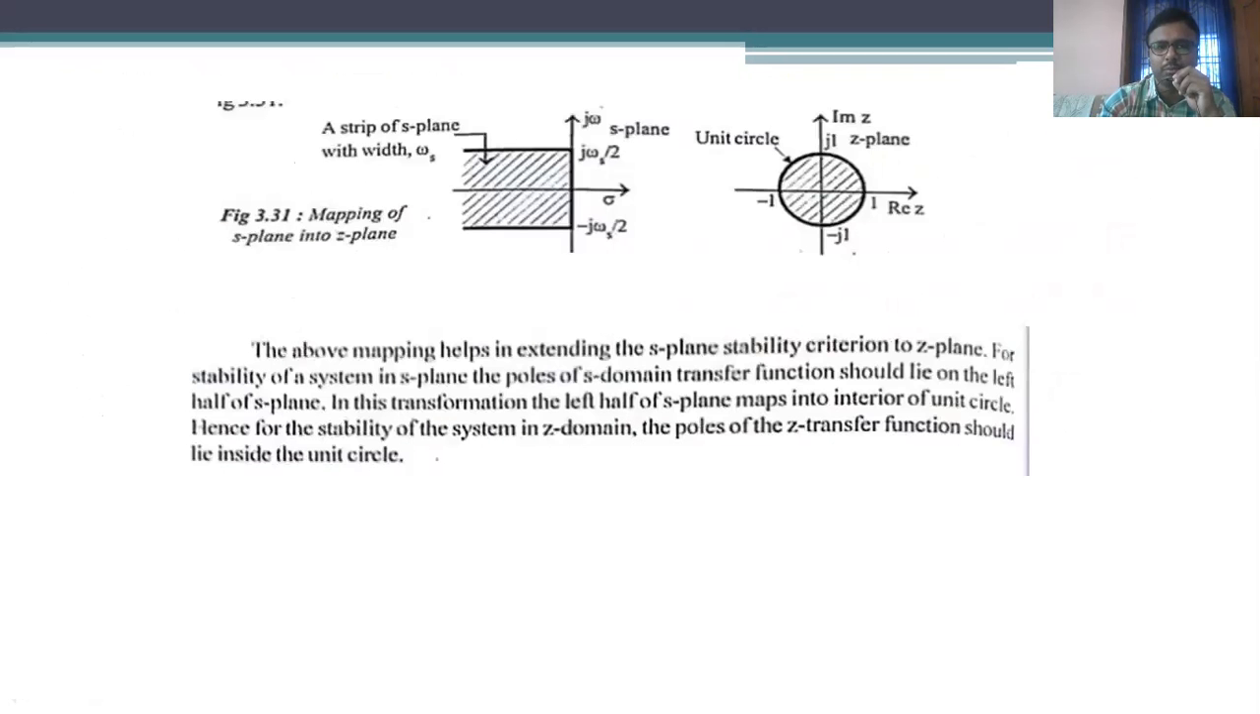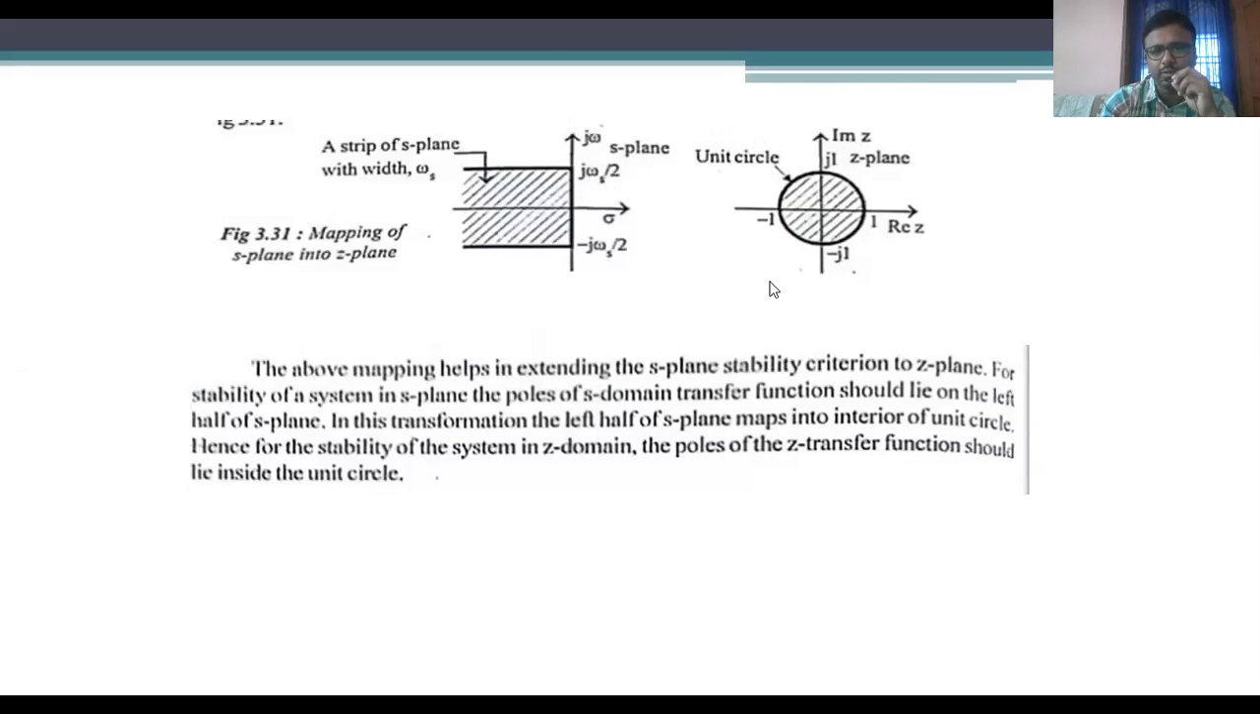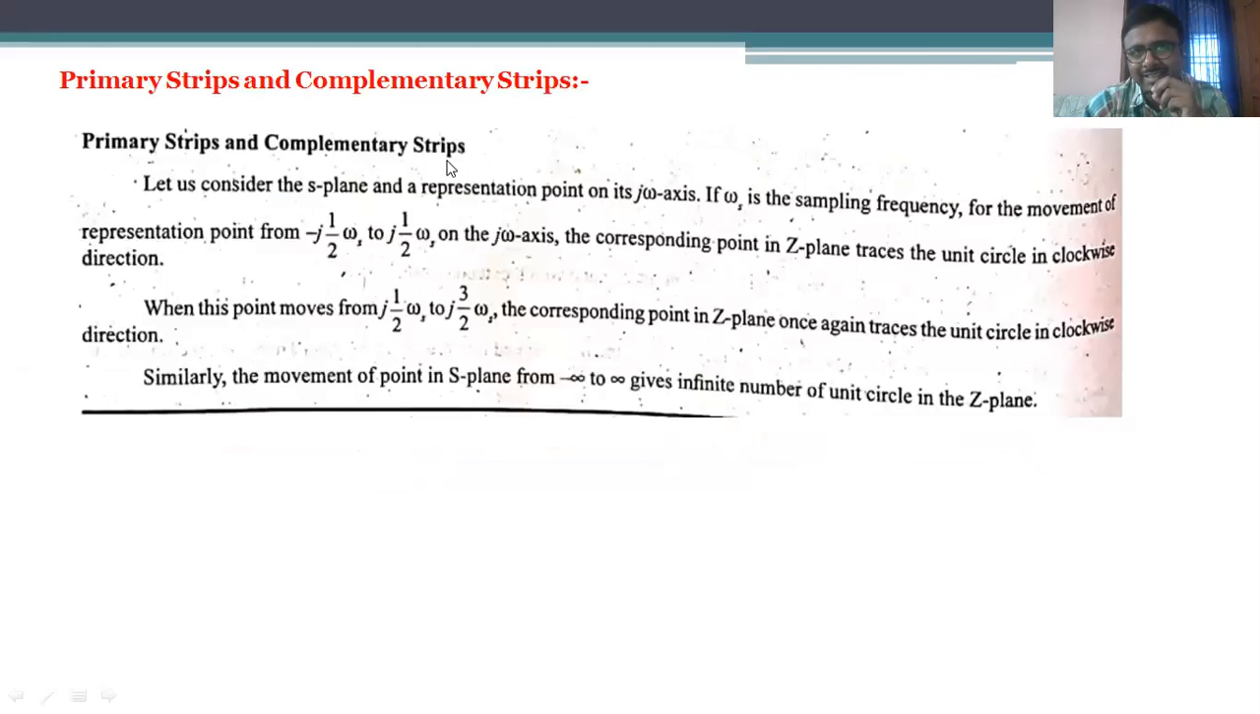That means if you consider a portion of the s-plane from j omega s divided by 2 to minus j omega s divided by 2, this particular portion is going to be taken with respect to the z-plane. That means this particular portion has to be mapped to the interior part of the z-plane, as we have discussed this concept in the earlier topic.